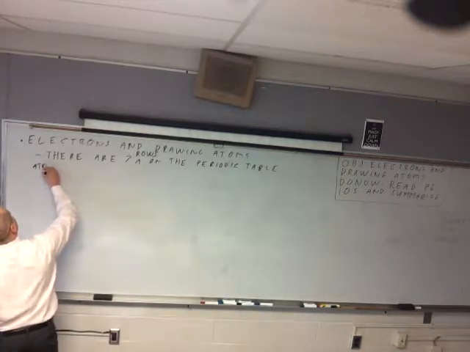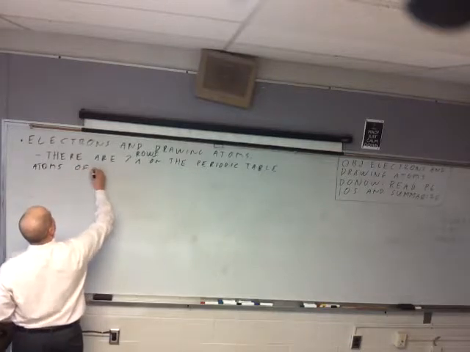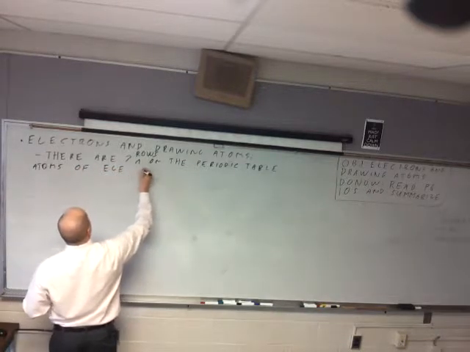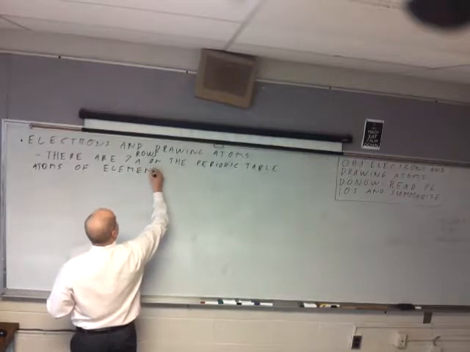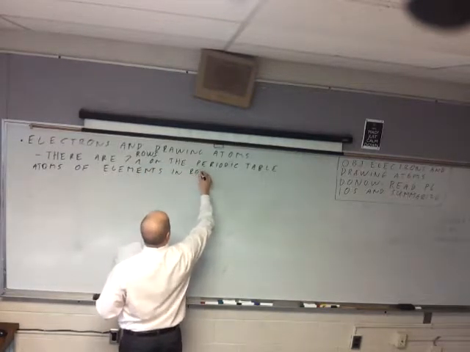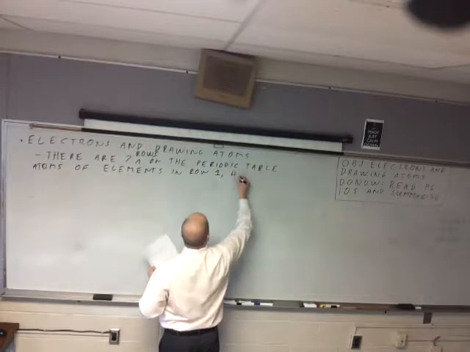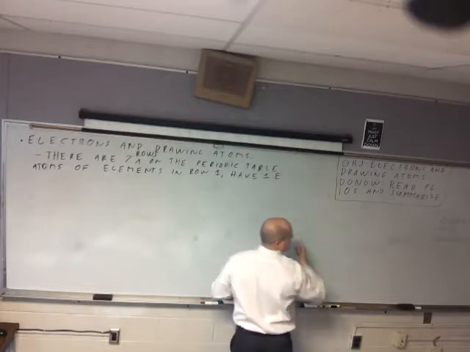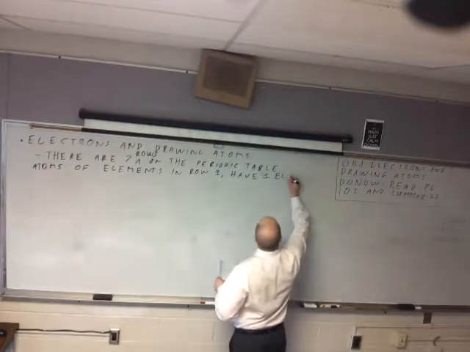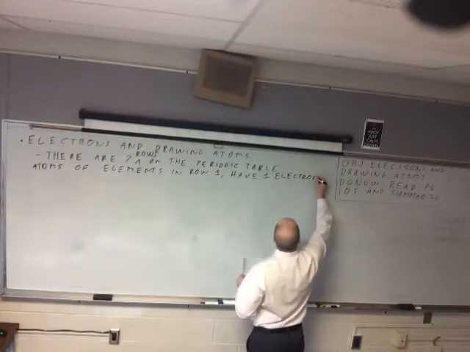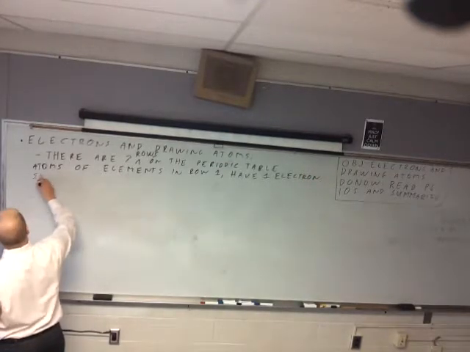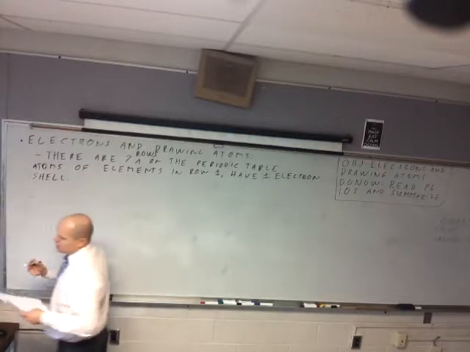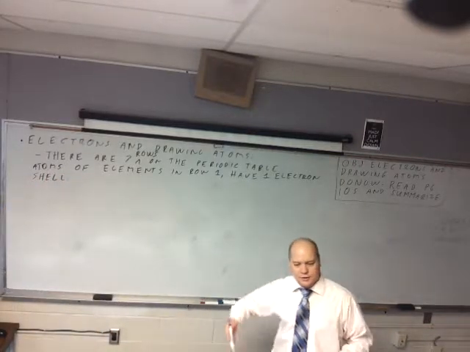Atoms of elements in row 1 have 1 electron shell. Only 2 things you care about today: how many electron shells and how many electrons in each shell.